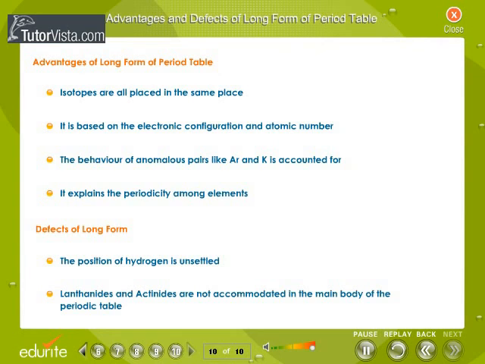Advantages of the long form of periodic table. The long form of the periodic table overcomes most of the disadvantages of Mendeleev's classification. It accounts for isotope placement and the behavior of anomalous pairs of elements like potassium and argon. However, it does not explain the positioning of hydrogen and does not include the rare earth elements in the main body of the table.